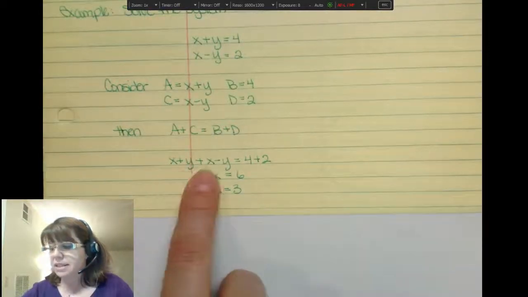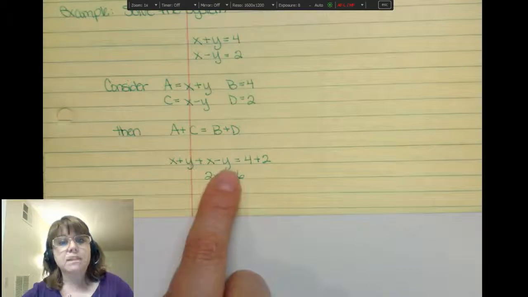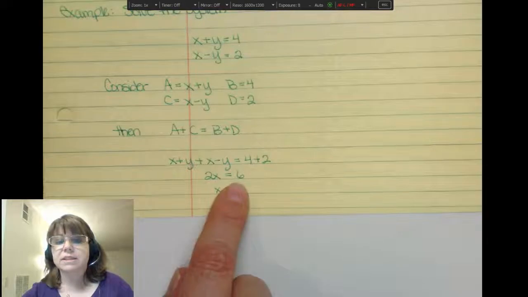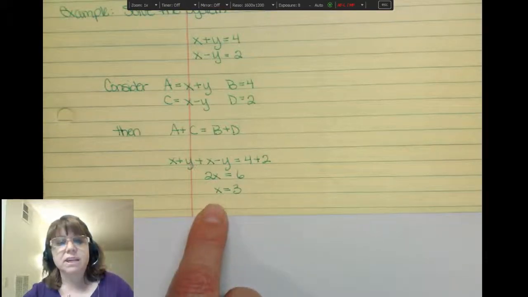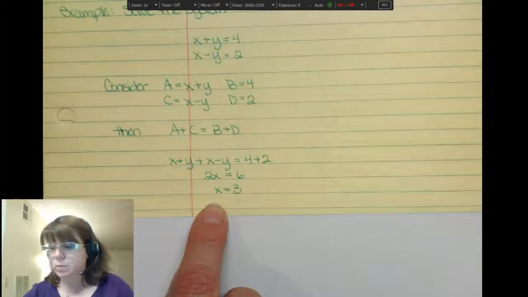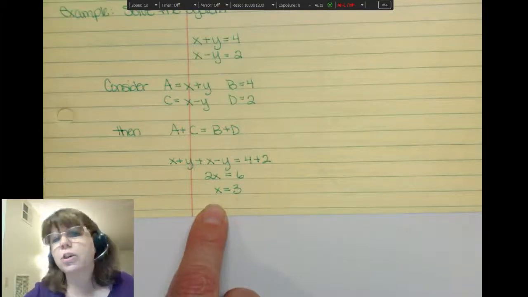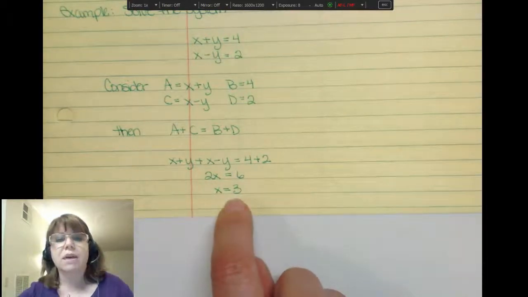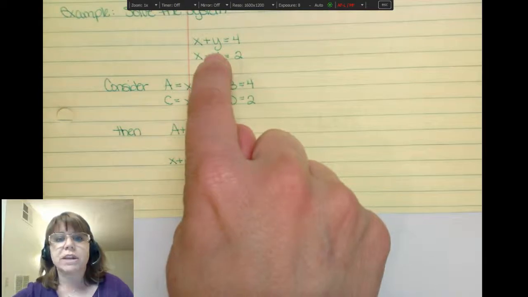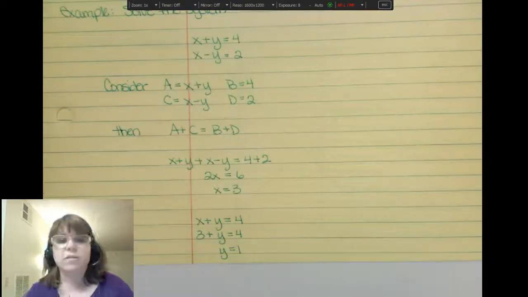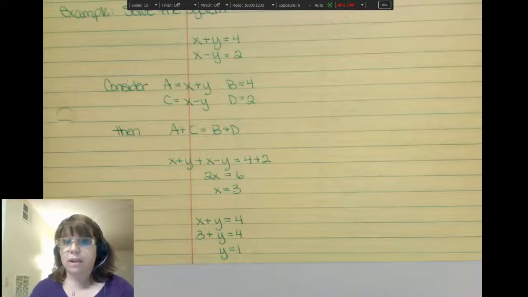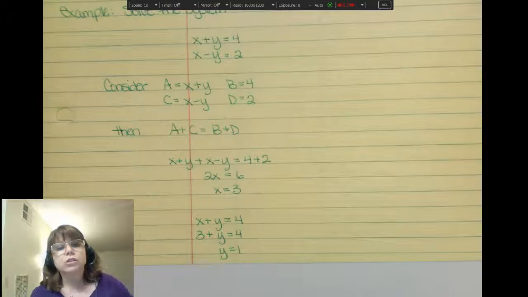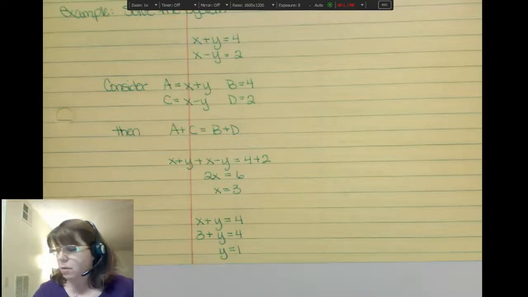But that gives me x plus x gives me 2x. Y minus y eliminates the y. So I have 2x equals 6. And now I can just solve for x by dividing both sides by 2. So x will equal 3. I still don't know what y equals, but that's okay. I can backfill using what I know about x, go back to one of my original equations, plug it in, and solve for y. So x plus y equals 4. When x is 3, y will equal 1. So my solution to this system is 3, 1.